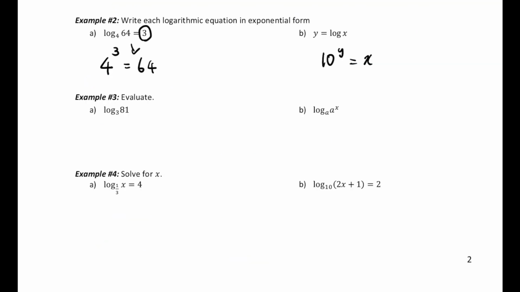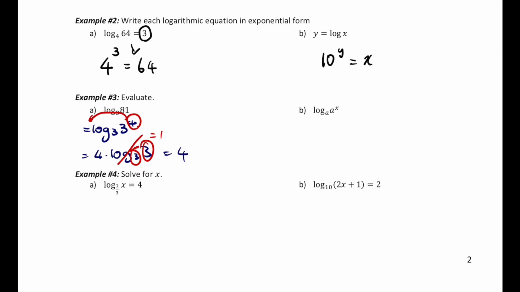Example number 3, we need to evaluate these two expressions. So question A, log base 3 of 81. We do know that 81 is the same as 3 to the power of 4 in the exponent format, right? Then using the power law, we can move the 4 to the front. Then we have 4 times log base 3 of 3, and since the base and the number are the same, this is automatically equal to 1, so we have 4, right?